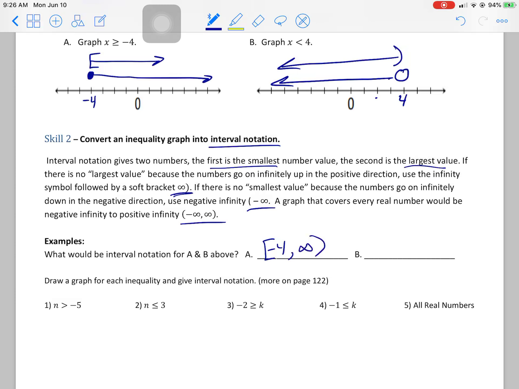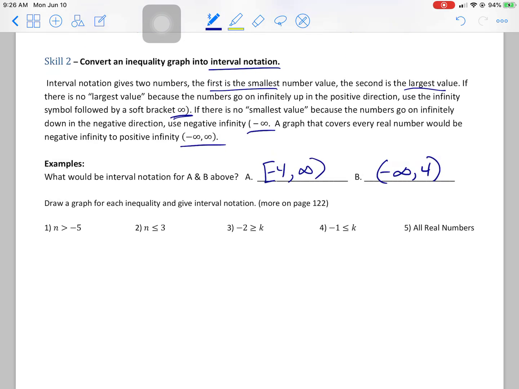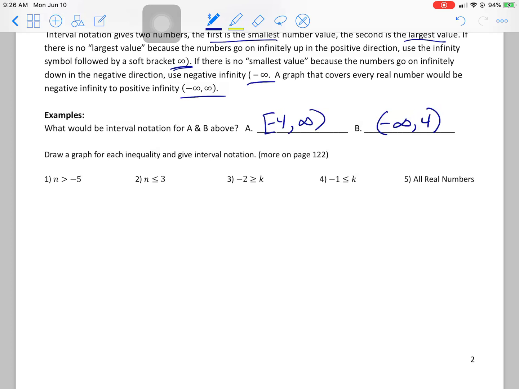Okay? So that's how you can write x is greater than or equal to -4 in interval notation. And then B, it goes infinitely to the negative side and has a 4 over here with a soft bracket. Okay, so we're just describing our graphs, or stating our solutions to our linear inequalities in interval notation. All right, so let's just practice that for a second.